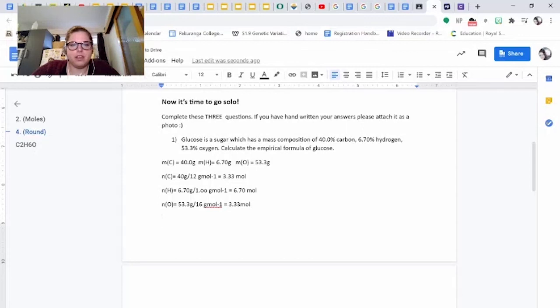Then we need to divide everything by our smallest amount. So for the ratios, for C, 3.33 divided by 3.33 is 1 carbon. For our hydrogens, it is 6.7 divided by 3.33, which is roughly half. What does that give us as an actual answer?